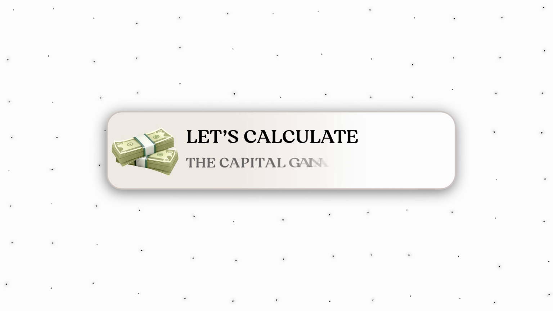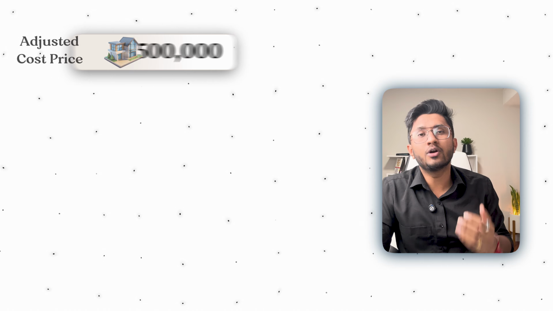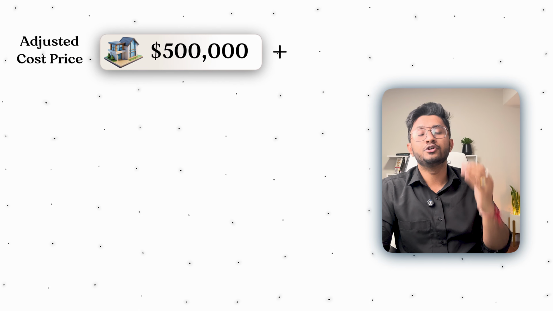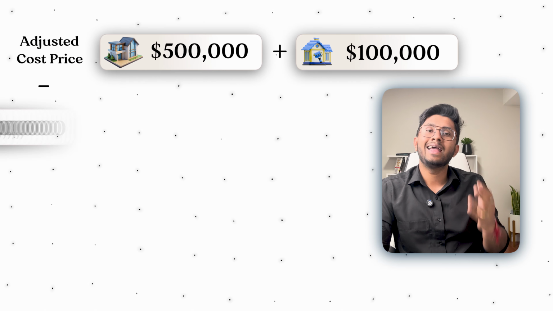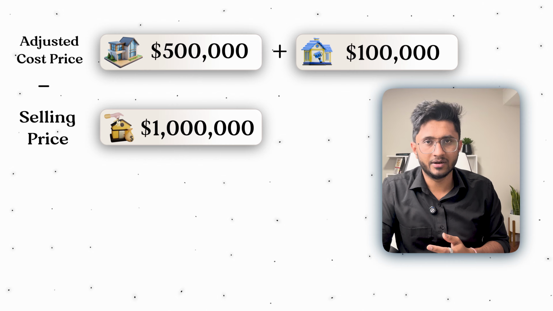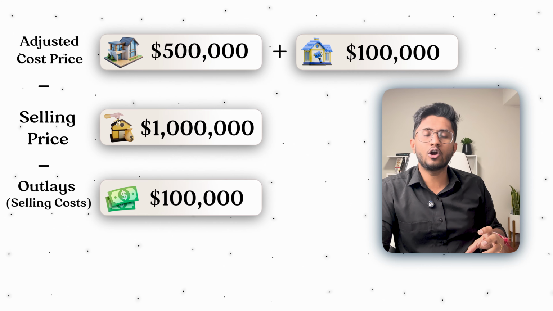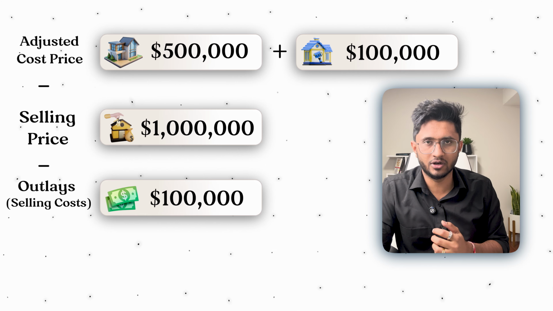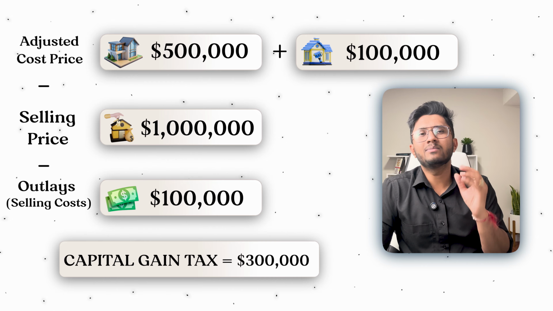So let's calculate the capital gain and the taxes. Let's say you bought a house for $500,000, you did the renovation for $100,000 and you're selling it for $1 million. And all the selling cost is equal to $100,000. So as per this, capital gain becomes $300,000.